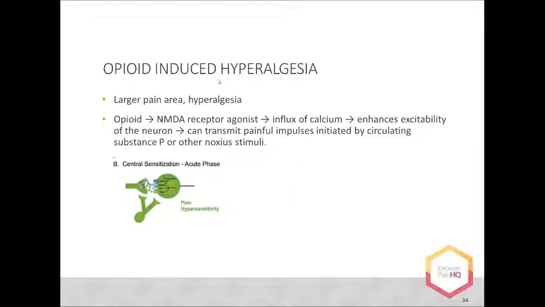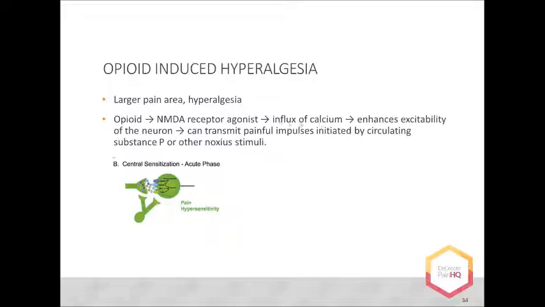What is opioid-induced hyperalgesia? This is a term that we use to say that now opioids are causing pain. Hyperalgesia means increased pain. So people who have been using opioids for a long time start describing that the pain is now in a larger area of their body. They have hyperalgesia, which is that the skin is very sensitive to touch and pressure. It's because the opioids activate that NMDA receptor. Remember that NMDA receptor that I showed you?